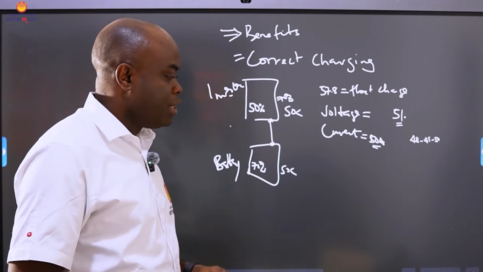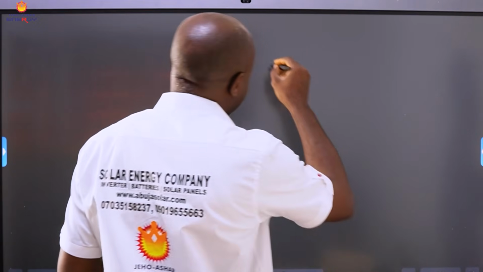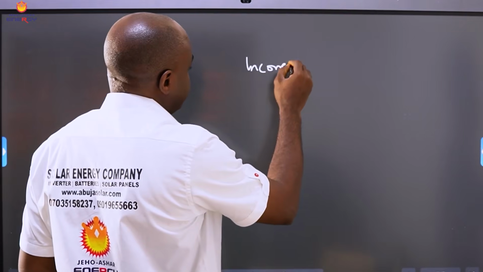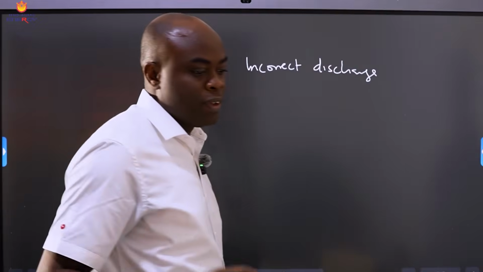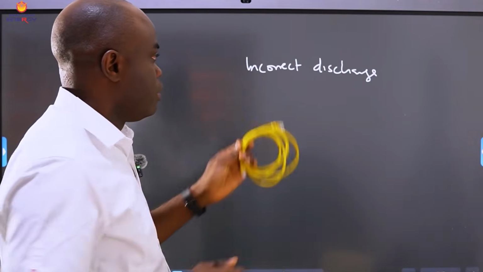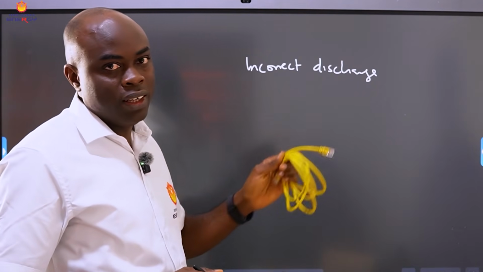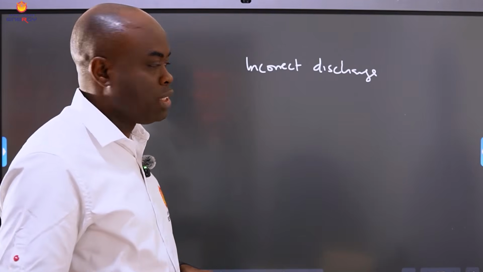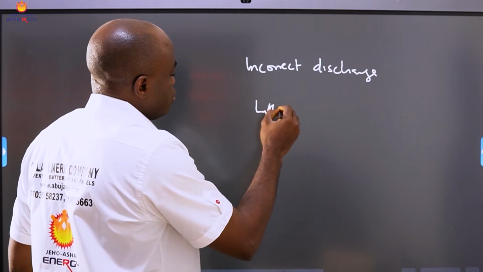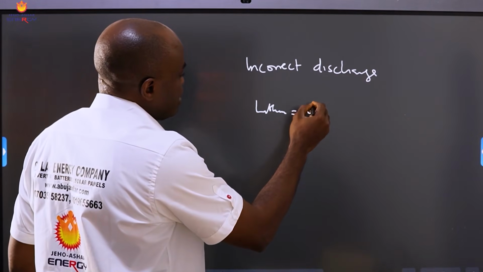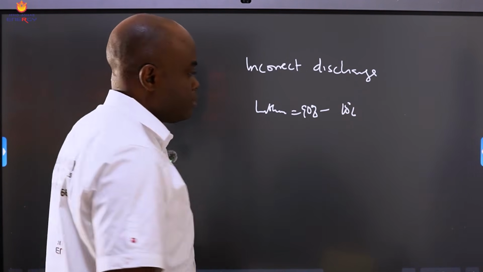Then the next one is the discharging aspect. You have incorrect discharging. Incorrect discharge is a disadvantage if you don't have your BMS communication cable. Let me call it BMS communication. If you don't have it between your battery and inverter, it has incorrect discharge. Most of the time, a lithium battery can be discharged such that you remove 90% of the energy stored inside of it and you are left with 10%, right?